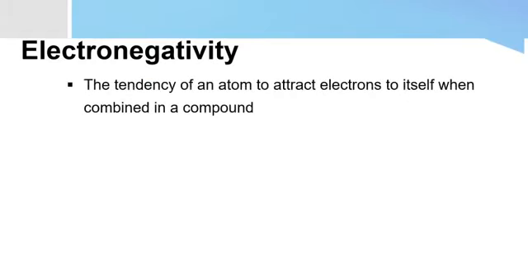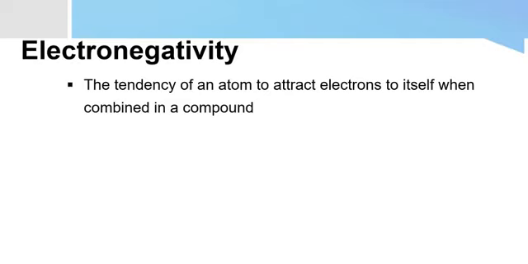Chlorine. Next periodic property is electronegativity. It follows the same trend as electron affinity, but both of them are different properties. So the tendency of an atom to attract electron to itself when combined in a compound. So the tendency of any atom when it is forming a compound to attract electron towards itself is known as electronegativity.